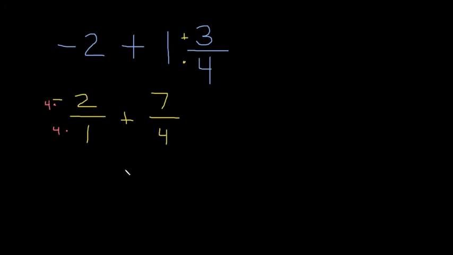So our new numbers are going to be 4 times negative 2, which is negative 8, over 4, plus 7 over 4 equals something over 4. And now we just go back to adding and subtracting positive and negative integers. Okay?